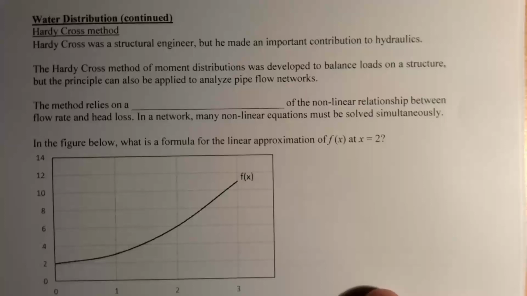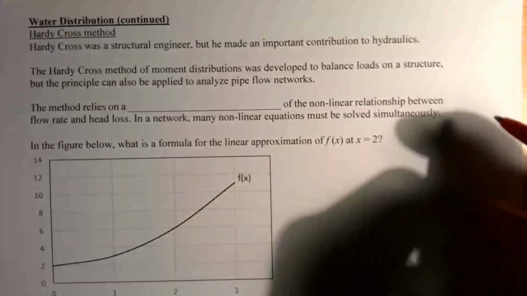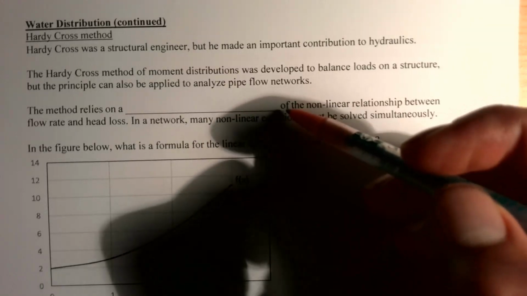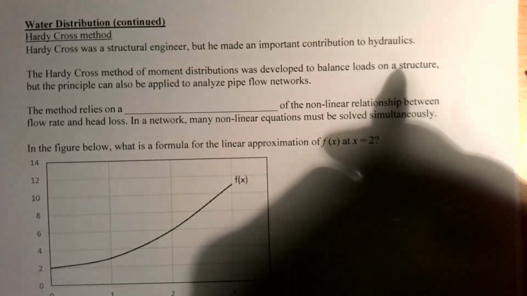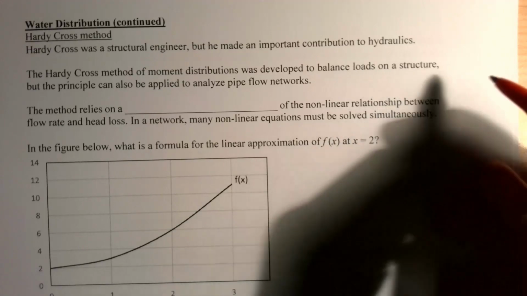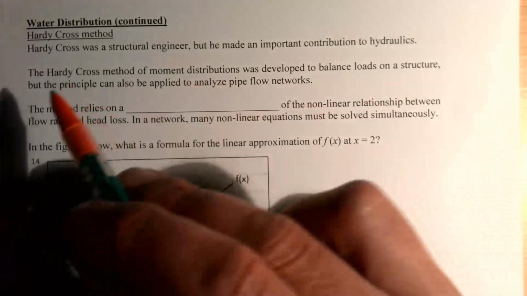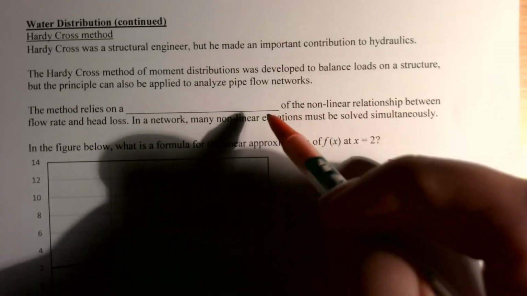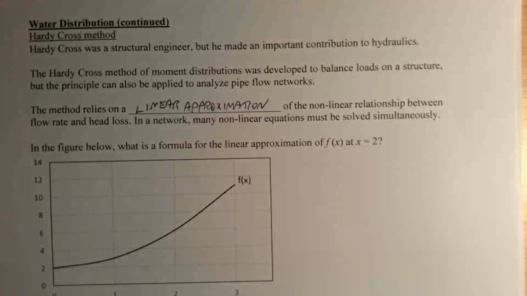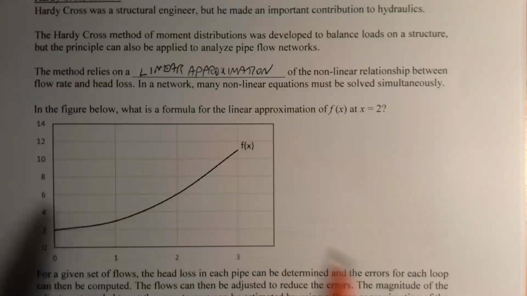The basic idea is to apply a linear approximation to the nonlinear relationship between flow rate and head loss. So if you have a bunch of linear equations and unknowns, you can solve those with matrix algebra. Even if they're very large matrices, it's not that difficult. It is much harder when they're nonlinear. So one way to make a nonlinear problem not as difficult is to make it linear. So we're going to use a linear approximation to the nonlinear relationship between flow rate and head loss in order to come up with something we can solve.